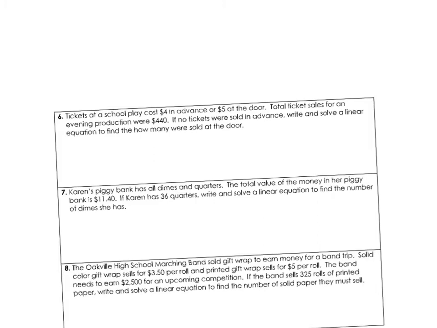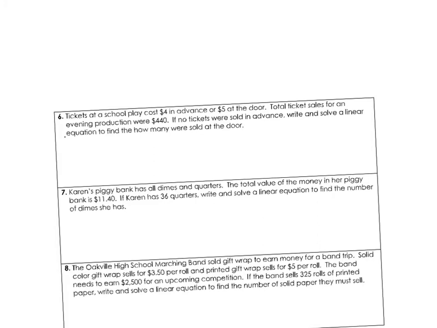Number 6. Tickets at a school play cost $4 in advance and $5 at the door. Total ticket sales for an evening production were $440. If no tickets were sold in advance, write and solve a linear equation to find how many were sold at the door. All right, so we've got two different objects here, two different cases. We sold tickets at the door and we sold tickets in advance.